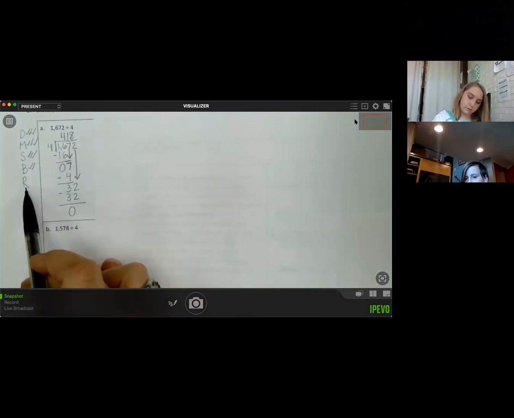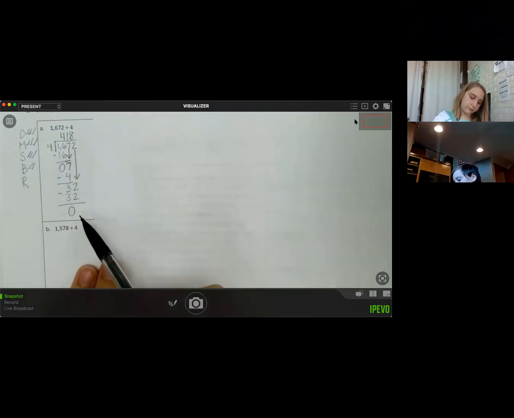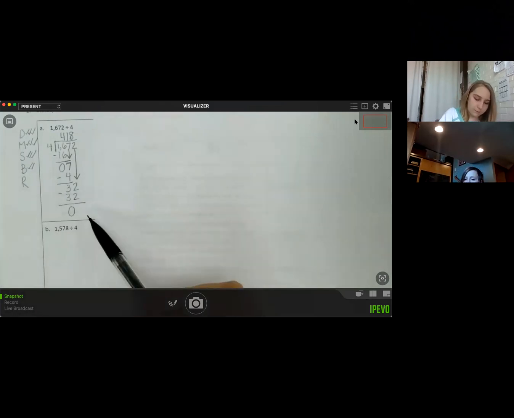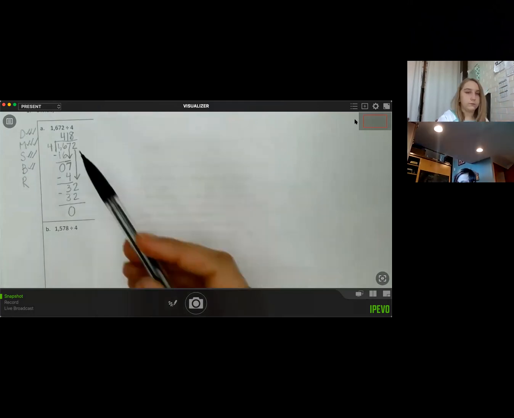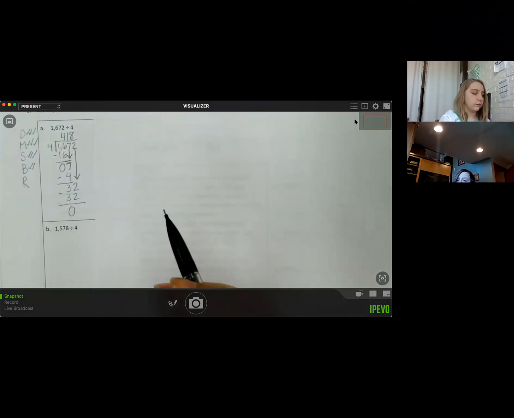Our R usually stands for repeat or find our remainder. So what's our remainder in this problem? 0. So we don't have a remainder. So what's our final answer at the top? 418.